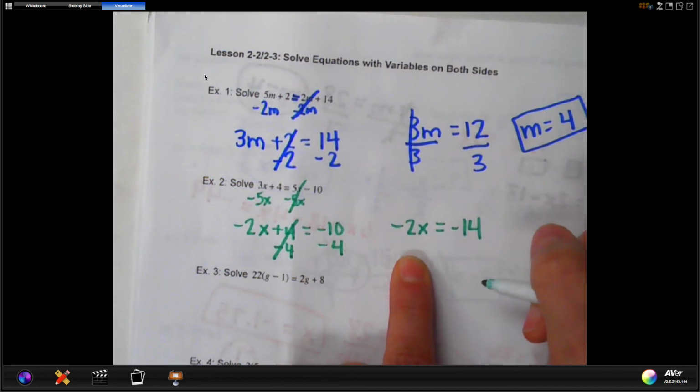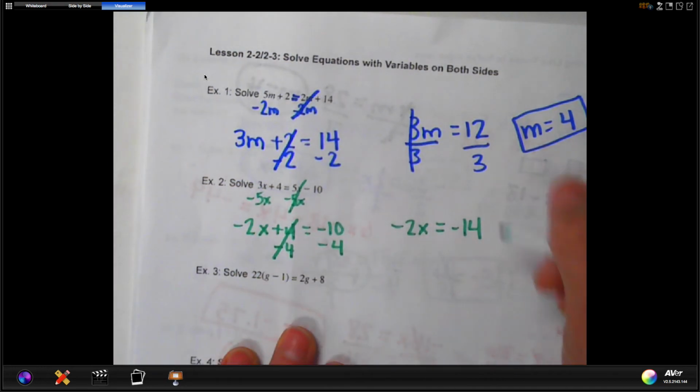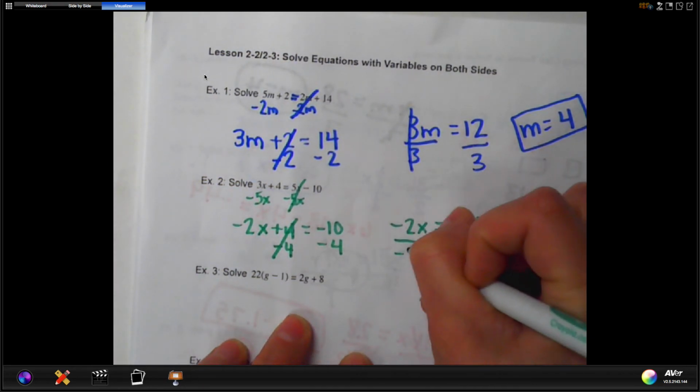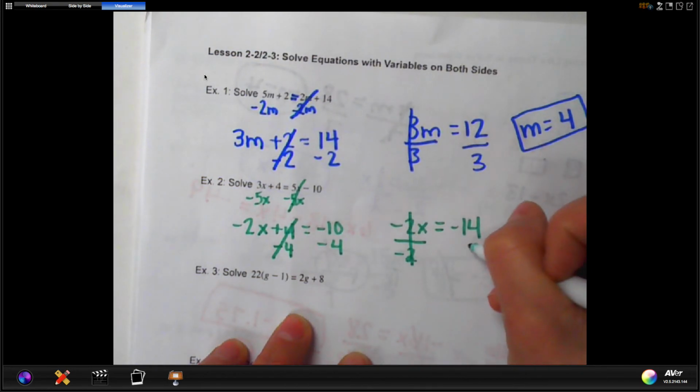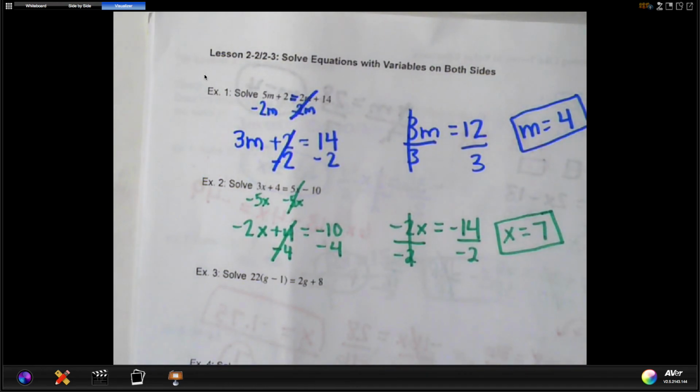And the last step, remember this again, negative 2x means negative 2 times x. To undo a times, we would divide. So we're going to divide by -2 here to cancel it. Divide by -2 here. And that will give us our answer. Remember, a negative divided by a negative will be a positive. And so we get +7. Okay, and that's our 2 examples for today.